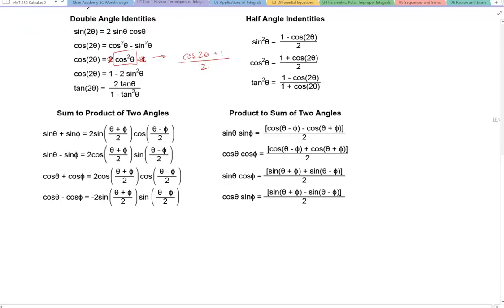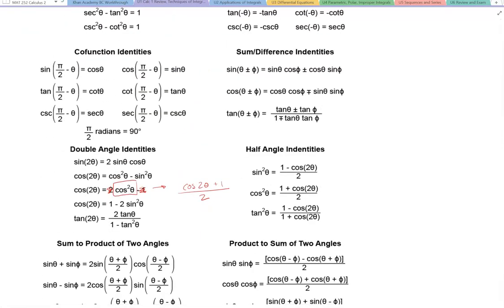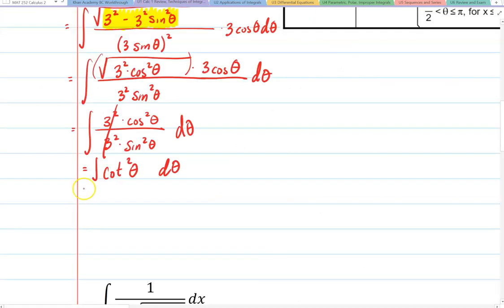And from our common trig identities, let's recall that cotangent squared would be equal to cosecant squared minus 1. So we can make that substitution. Let's jump back to the problem now. So this would be the integral of cosecant squared theta minus 1 d theta.